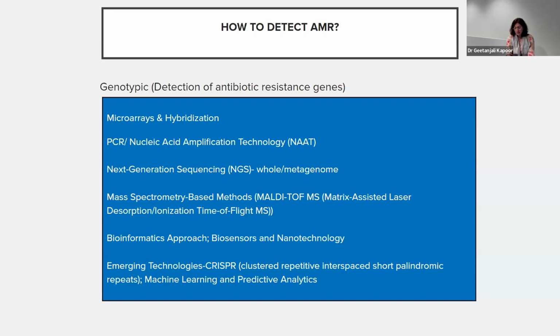And of course, in the last few years, we all know about various bioinformatic approaches which have come up, biosensors, nanotechnology, all these things are also evolving. And the focus of today's talk is not to get into these details, but for you just to have an overview of various kinds of genotypic methods which do exist.